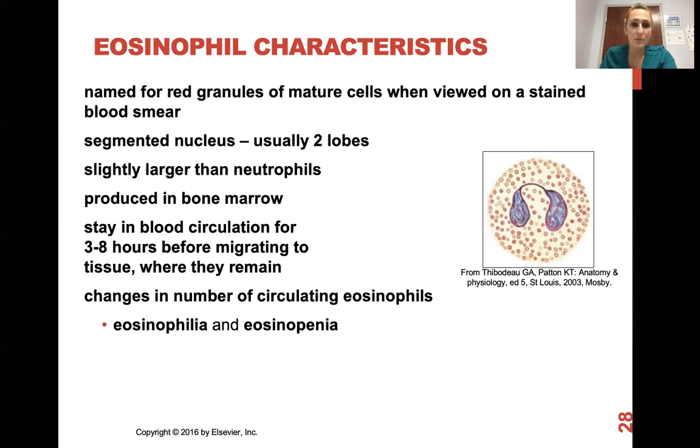Also produced in the bone marrow, like all of these cells are, they stay in the blood circulation for only 3 to 8 hours before they migrate to tissue where they remain.